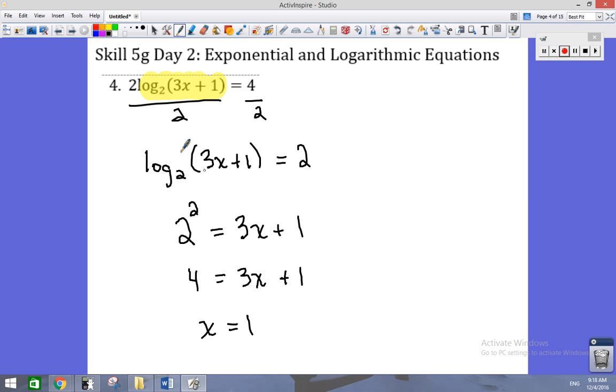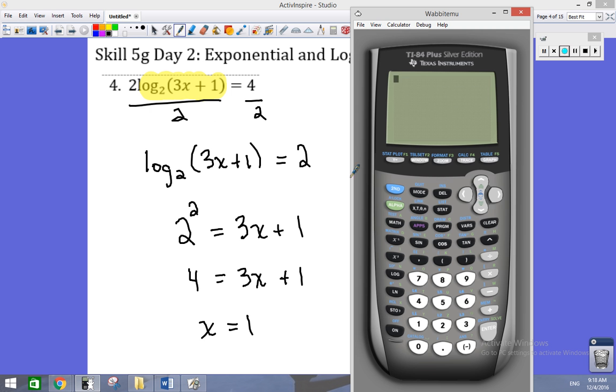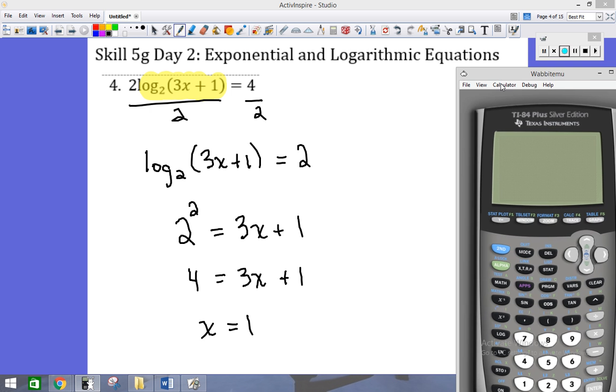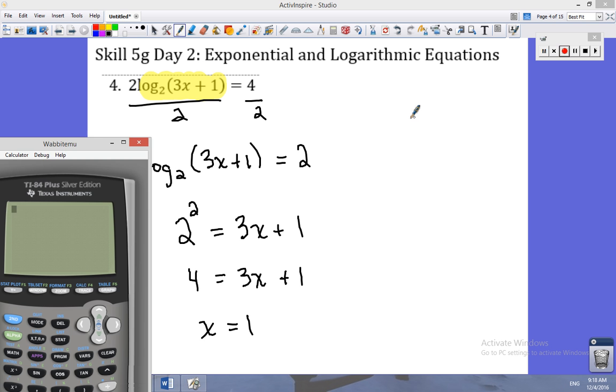Now, to check this is a little more difficult because I don't have a base 2 button. I'd have to use a change of base formula on my calculator. It's not that I can't do it. But when you plug it in to check, let's write it out over here. If I have 2 times the log base 2, plug in 1, and you've got 3 plus 1, which is 4. And the question is, is that equal to 4?